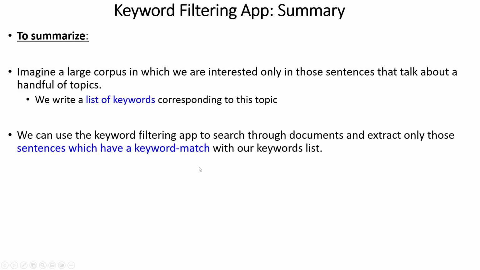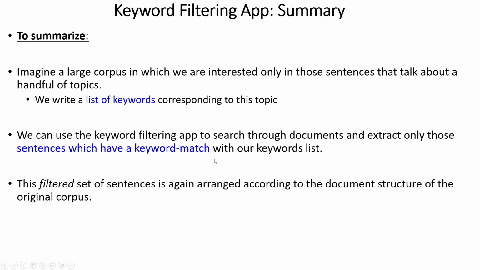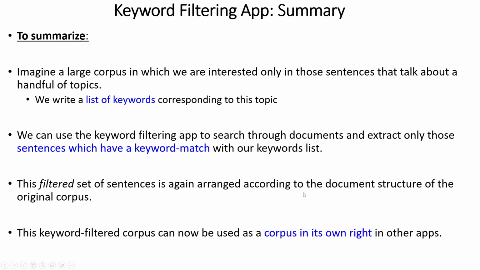And we use the keyword filtering app to search through the documents and extract only those sentences which have a keyword match. So basically, we are parsing the entire corpus into sentences, matching the keyword list with it, and extracting the matched sentences into a separate corpus. The separate corpus will have the same document structure as the original corpus, and it is a corpus in its own right. You can download it and reuse it in other text apps.